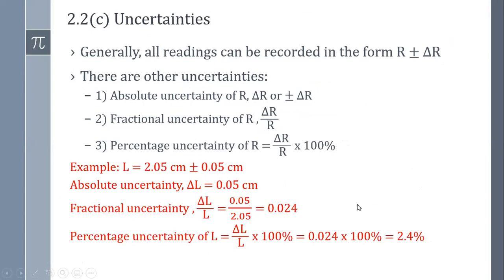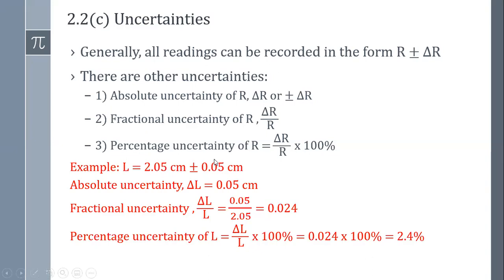Okay, now comes to the real problem. Generally, all readings can be recorded as R plus minus change of R, the uncertainty. There are 3 types of uncertainties circulating in your A levels. First one is called absolute uncertainty. The one we're dealing with just now is absolute uncertainty, the actual number, like in this case, 2.05 plus minus 0.05. This 0.05 is the actual or absolute uncertainty.